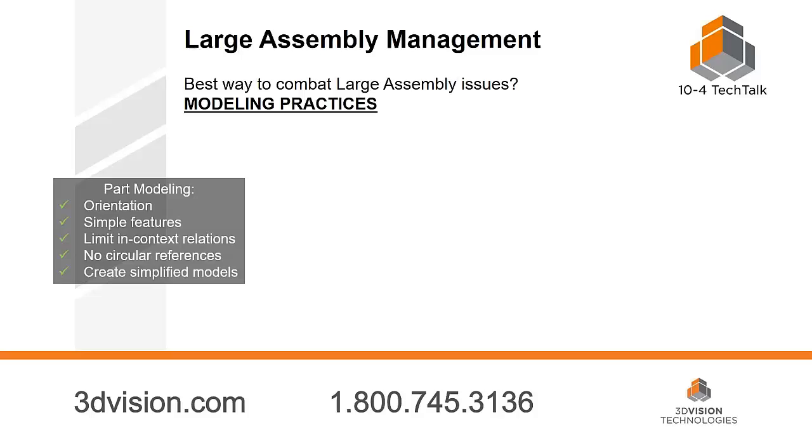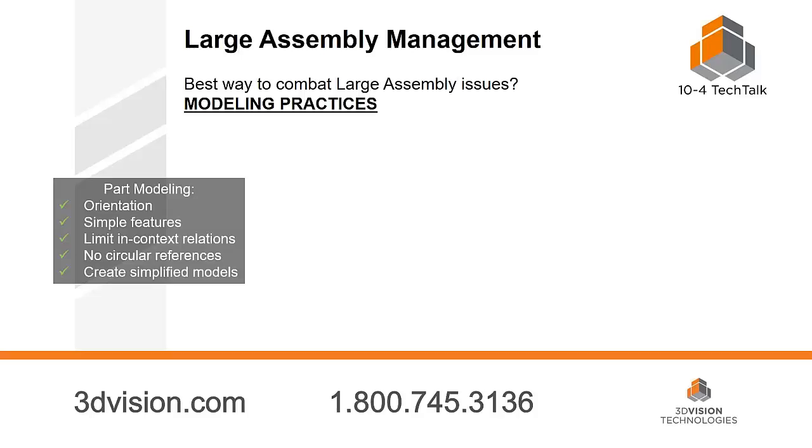Limit any in-context relations. So you don't want relations to other parts when you don't need them. Don't have any circular references at all, and this will pop up a warning if you do get in that situation, but you definitely don't want that. That's like a no-no for sure in SOLIDWORKS.